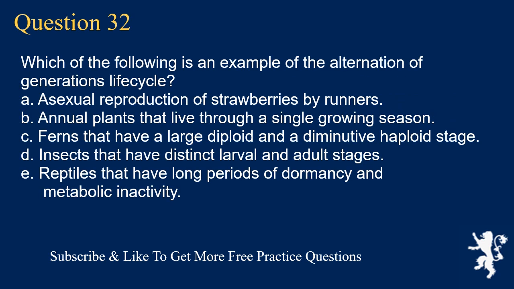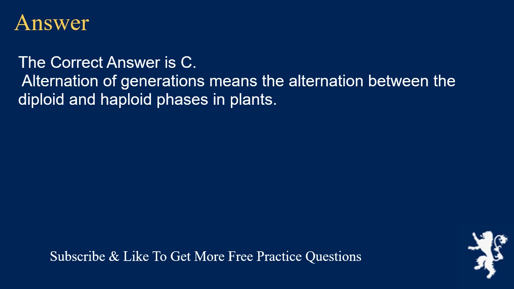Question 32. Which of the following is an example of the alternation of generations life cycle? A. Asexual reproduction of strawberries by runners. B. Annual plants that live through a single growing season. C. Ferns that have a large diploid and a diminutive haploid stage. D. Insects that have distinct larval and adult stages. E. Reptiles that have long periods of dormancy and metabolic inactivity. The correct answer is C. Alternation of generations means the alternation between the diploid and haploid phases in plants.